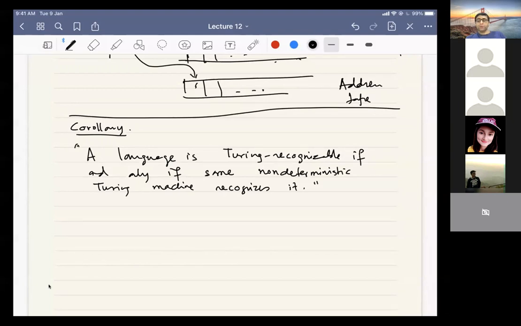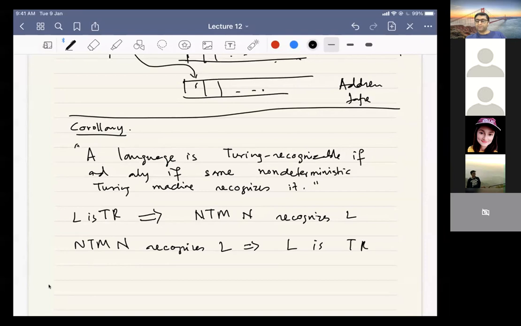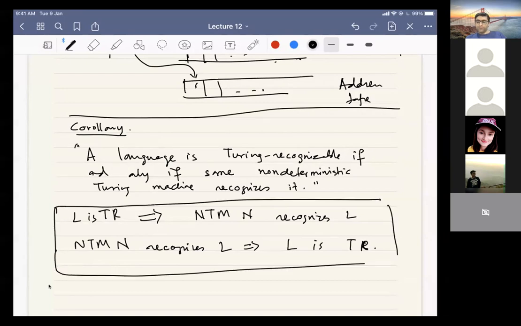Okay. And remember, we do not use the word decidable. We only use recognizable. So it is possible that some language is decided by a non-deterministic Turing machine, but it is almost impossible. We cannot convert it. So we say that if a language L is Turing recognizable, this implies we have an NTM M that recognizes L. And suppose we have some NTM M that recognizes L, it means that L is Turing recognizable. Okay. And why do we have these two things? Because we have if and only if.